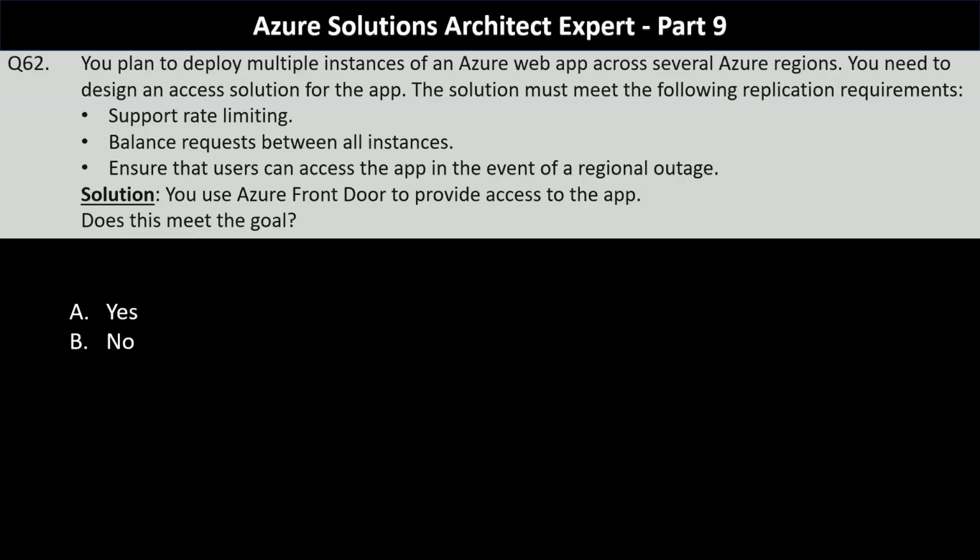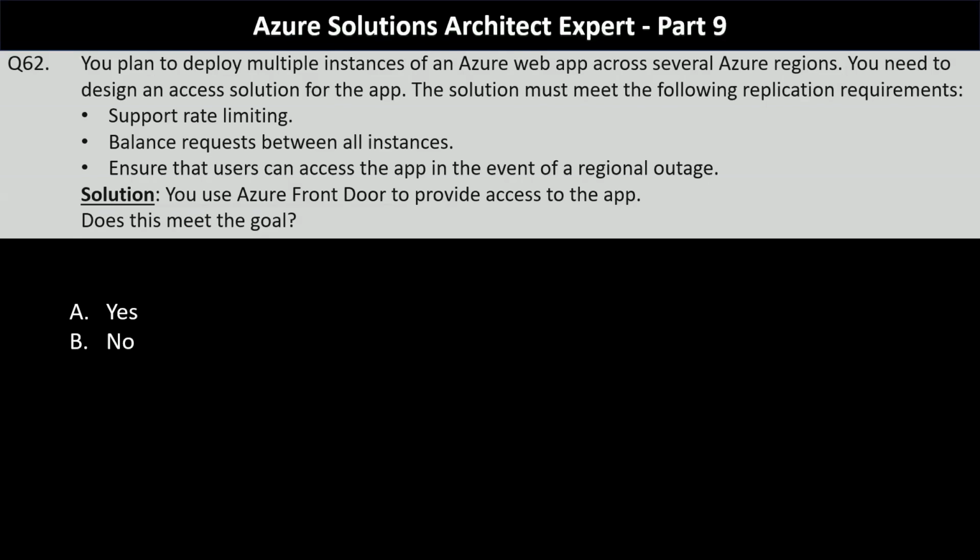Question number 62. You plan to deploy multiple instances of an Azure web app across several Azure regions. You need to design an access solution for the app. The solution must meet the following replication requirements: support rate limiting, balance requests between all instances, ensure that users can access the app in the event of a regional outage. The solution you choose is to use Azure Front Door to provide access to the app. Does this meet the goal? You need to tell whether this is right or wrong.